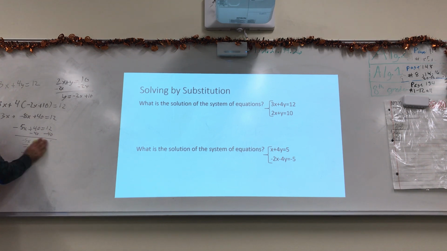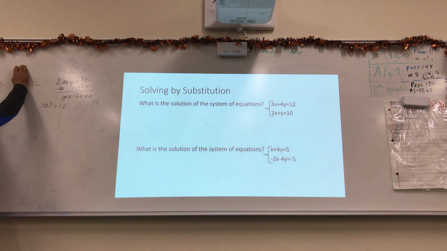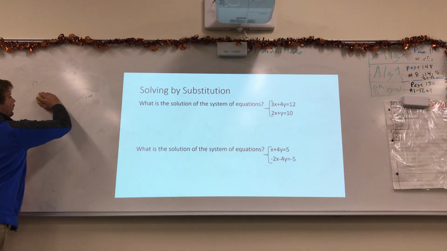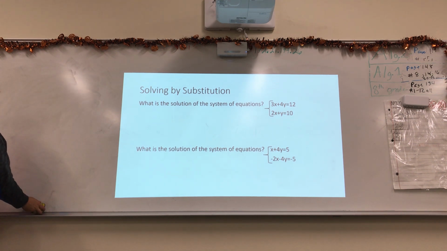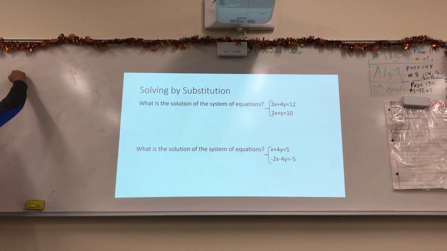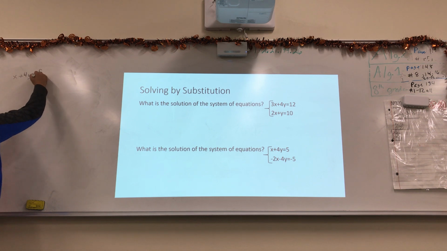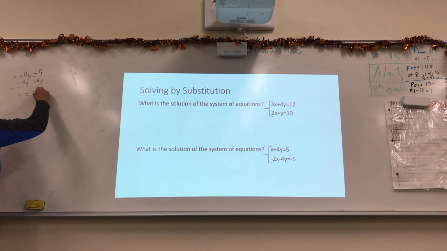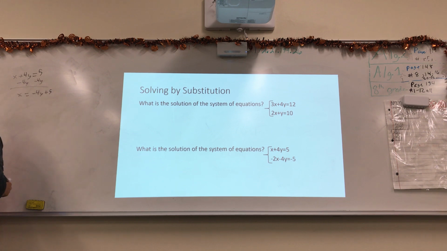Now, here's another way we can do it. This one, which one's easier to solve for, x or y? Well, I'd say the top one would be really easy to solve for x. x plus 4y equals 5. Minus 4y, x equals negative 4y plus 5. Alright, now you sub that into the second one.